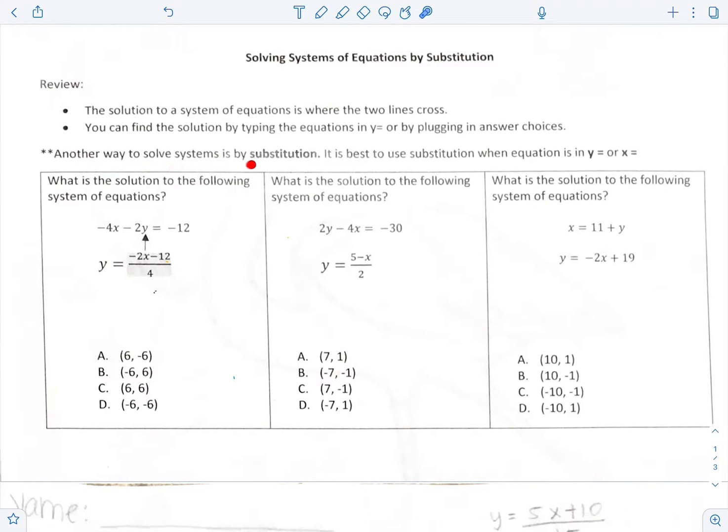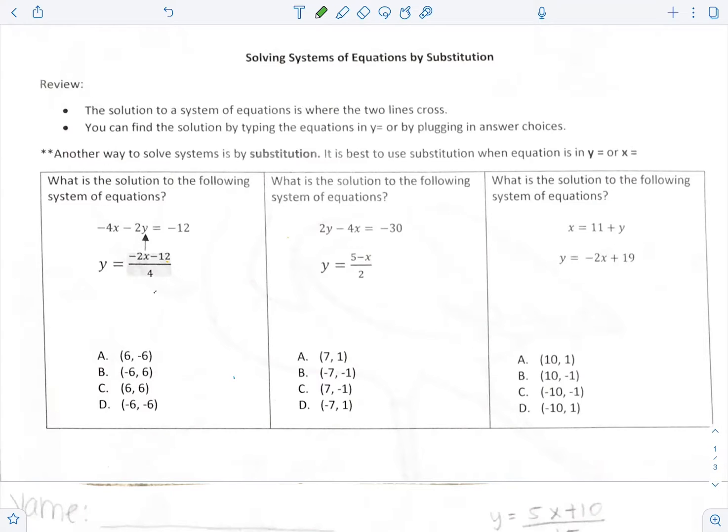Another way to solve a system is by substitution, and it's best to use substitution when the equations are in y equals form or x equals form. We kind of touched on this yesterday. I want you to use whatever method you're comfortable with, and the purpose of this video is to actually review how we would do this in the calculator.